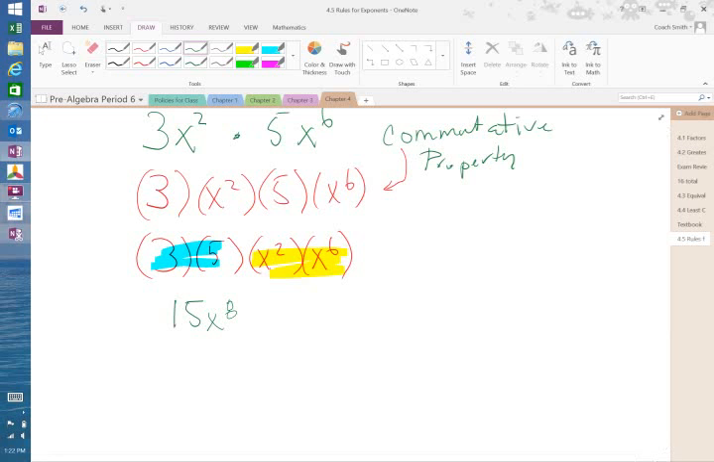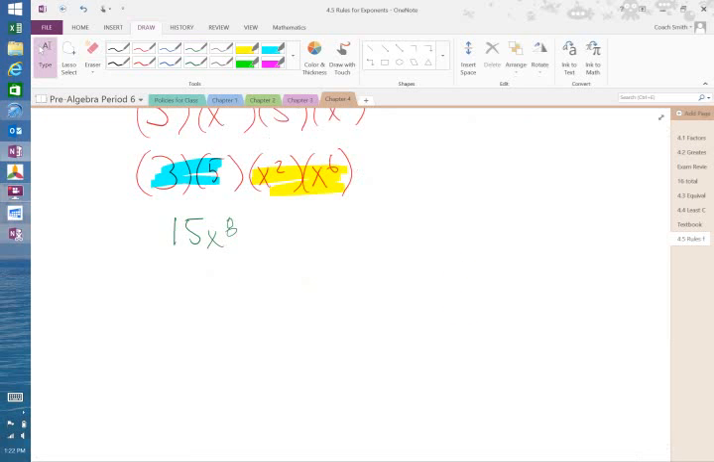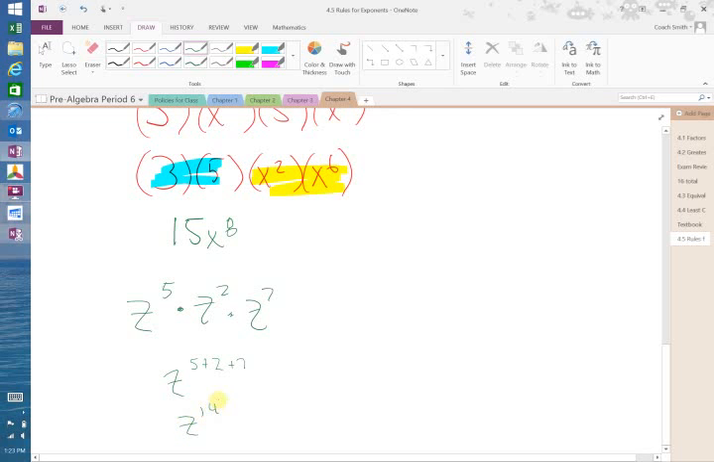All right. We have z to the 5th times z to the 2nd times z to the 7th. Okay, all the bases are the same. Remember, the bases have to be the same before we can put them together. Those are all z's, so I can just add. We have z to the 5 plus 2 plus 7 power, and that gives us 14. So z to the 14th power.